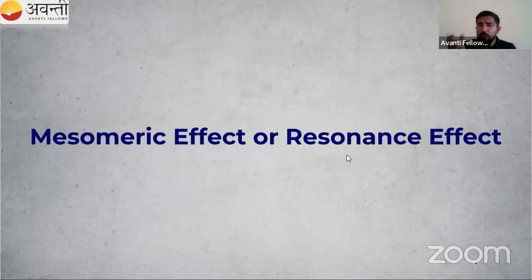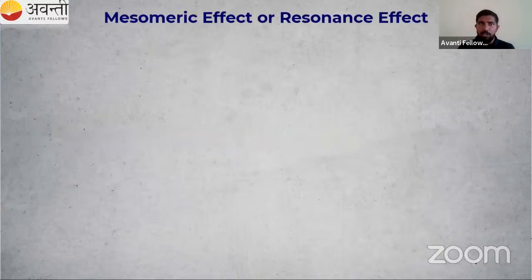So mesomeric effect or resonance effect. We have to study about that. This is also an electronic displacement effect. There is movement, displacement of the electron, and that is causing something for the molecule. So what are the effects of the mesomeric effect or resonance effect?